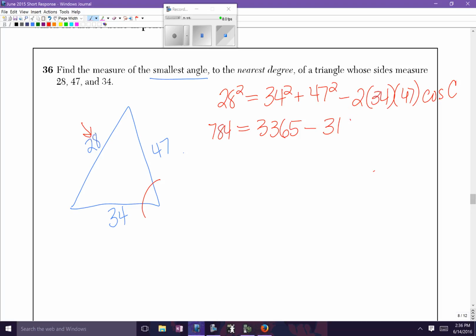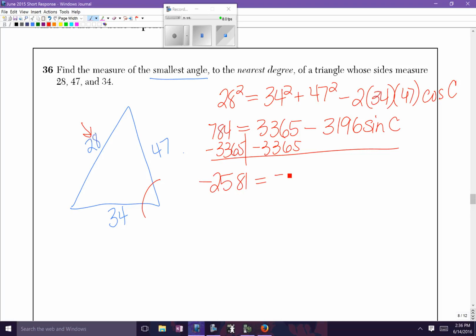I get 3,196 cosine of C. I'm going to continue to try to isolate the cosine of C. I'm going to subtract this value. 784 minus 3,365 is negative 2,581, equals 3,196 cosine of C. Continuing to isolate the cosine of C.